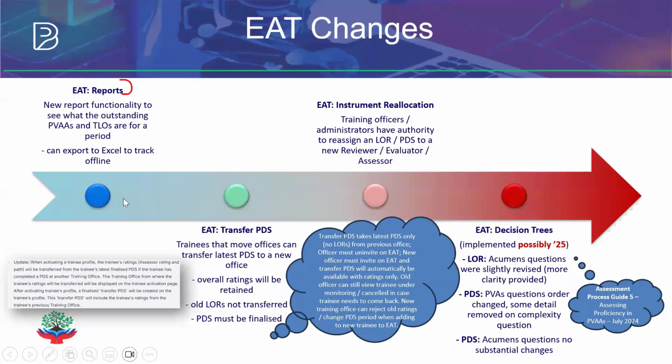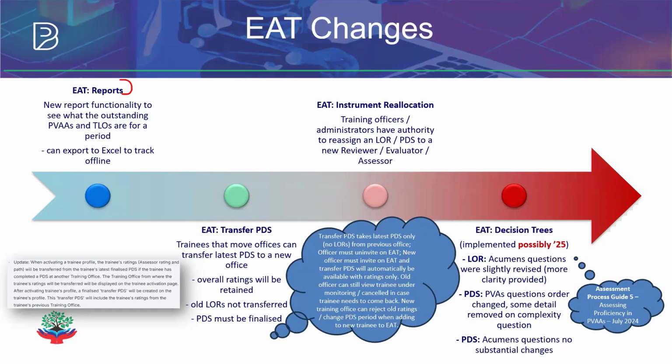The next thing is transfer PDS. What this means is that if your trainee changed training offices, they left another office and they joined yours, or they are going to leave yours and join another one, they can have their very last PDS document transferred to the new office. That means they don't have to start with nothing. They have their old evidence that then carries forward to the new training office.